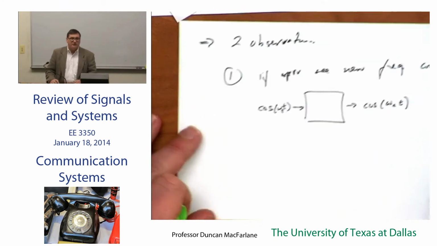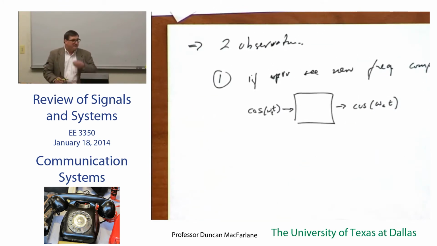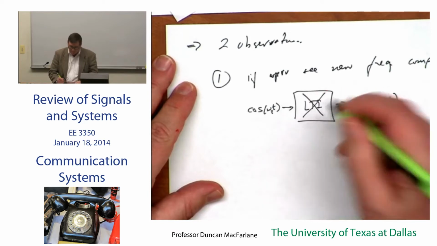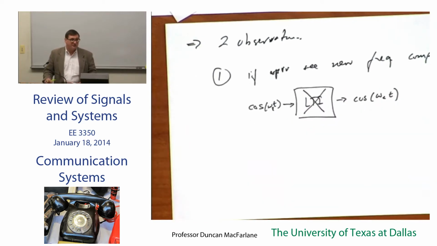If you see new frequency components from the input to the output that weren't there before, then you don't have a linear time invariant system. And to me, that's the fastest experimental way of determining the nonlinearities. That's the fastest experimental way of doing that.